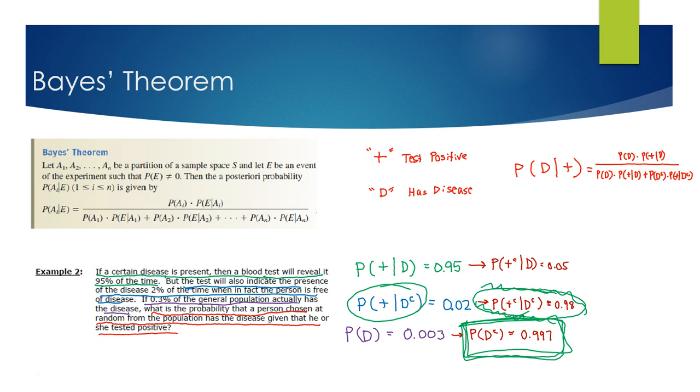So if I substitute these values in now, on top I have 0.003 times 0.95. On the bottom I have 0.003 times 0.95 plus 0.997 times 0.02. And when that's all said and done, and I calculate it, I get about 0.1251. So the probability of me actually having this disease, given that I tested positive, is about 12.5%. That could be a sigh of relief, or it means you may have to go through more testing before you get overly concerned about it.